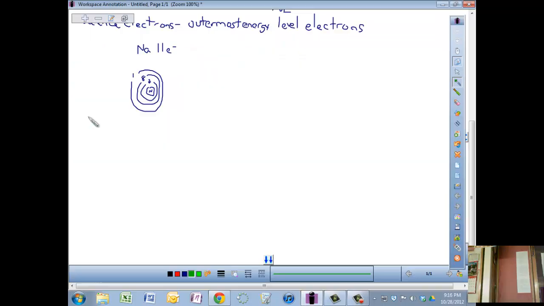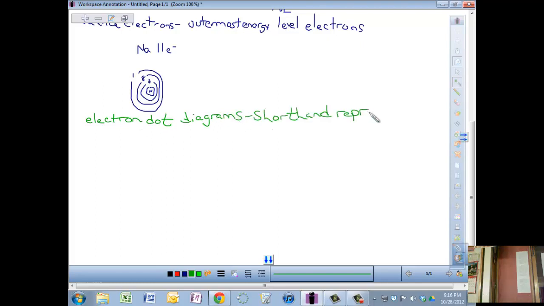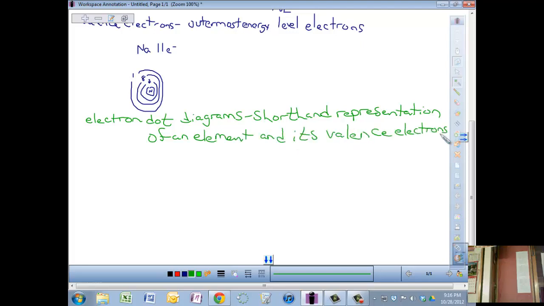The last thing I want to talk about today is electron dot diagrams. Now, electron dot diagrams are really a shorthand representation of an element and its valence electrons. What you're going to do is put the element symbol, and then treat it like a box. You're going to place the electrons on the right side, and we're always going to start on the right side. And then you're going to go counterclockwise: top, then left, and then bottom.